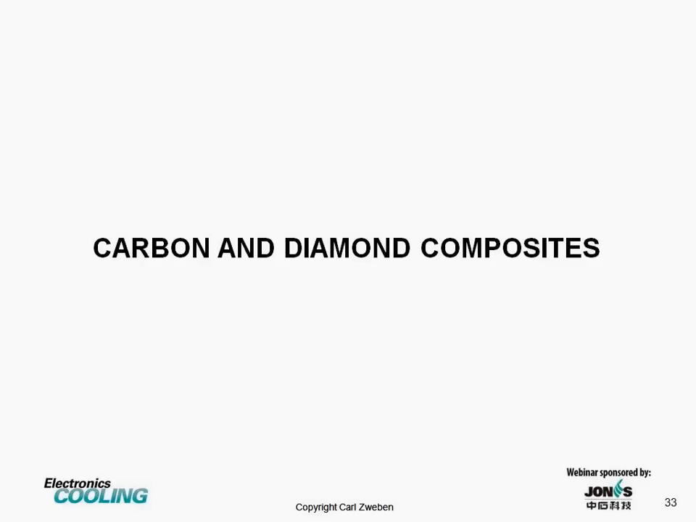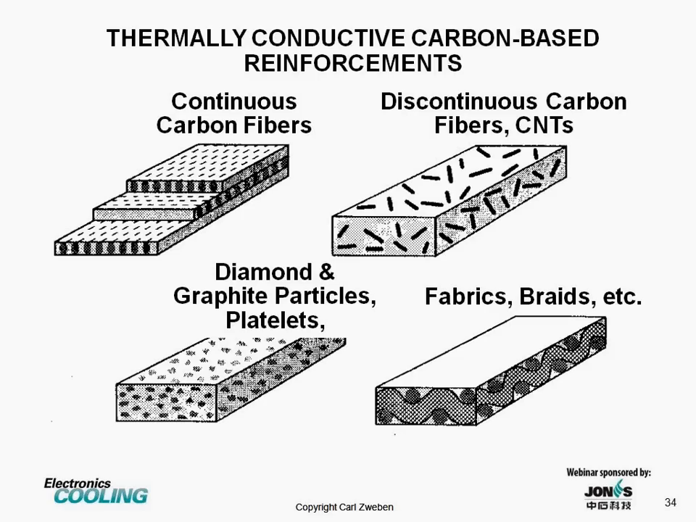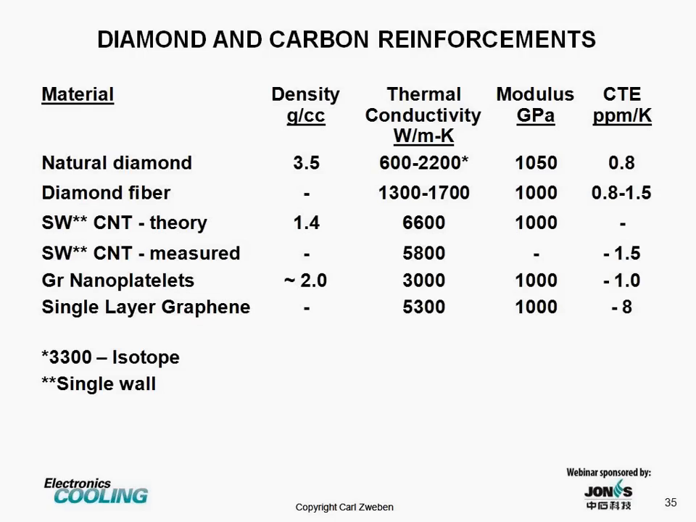And for the sake of completeness, I've included composite materials that are based on various forms of carbon and diamond. Some of these charts were included last time, but some are new. So to look at the types of reinforcements we're talking about, we have continuous carbon fibers, top left. On the right, we have discontinuous carbon fibers, and I put carbon nanotubes in the same category. Lower right, we have fabrics and braids, which are formed from continuous carbon fibers. And lower left, we have diamond and graphite particles and graphite platelets.